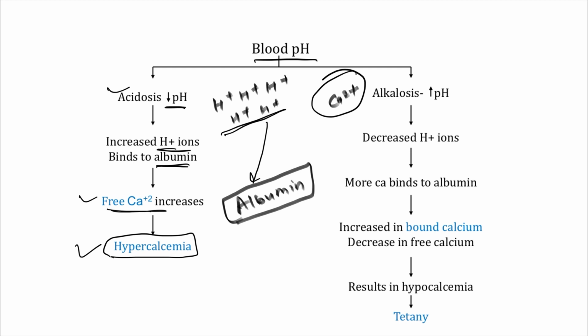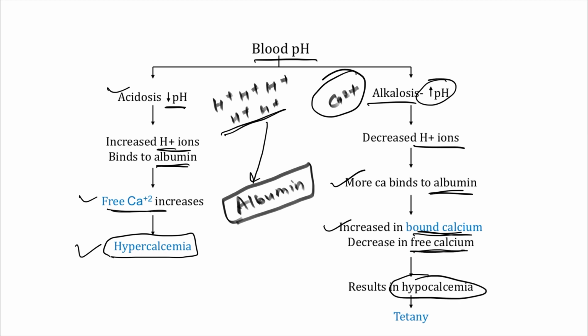Now see, sir, on the other hand, in states like alkalosis, there is an increase in pH and decrease in H plus ions. That's why more calcium binds to albumin, right? That's why there is an increase in bound form of calcium and decrease in free form of calcium, which leads to hypocalcemia, and the patient manifests with something very important, tetany. So in acidosis, decrease in pH and increase in free calcium leads to hypercalcemia. In alkalosis, increase in pH, decrease in H plus ions, increase in the bound form of calcium leads to hypocalcemia and manifests with tetany.